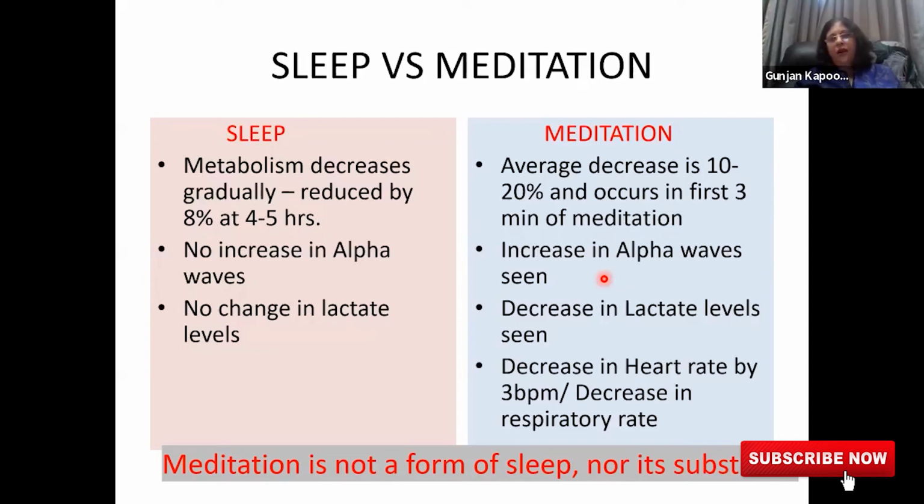जिन लोगों को आप meditation करते हैं, when you go off to sleep, your metabolism goes down, but this reduces gradually over 4 to 5 hours. जब 4-5 घंटे आप सो लेते हैं, तो आपका metabolism कम होके 8% पे तक कम होता है. Whereas in meditation, this reduces to almost 10 to 20%. And this happens in only the first 3 minutes of starting the meditation. So it is very effectively calming you down and reducing your basal metabolic rate if you are doing it the right way.